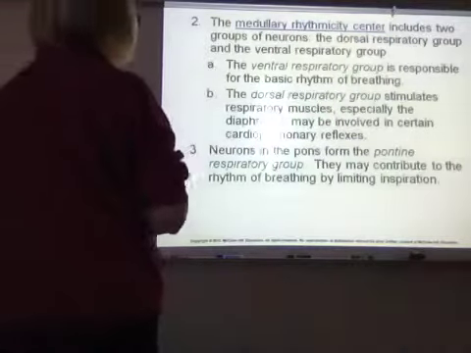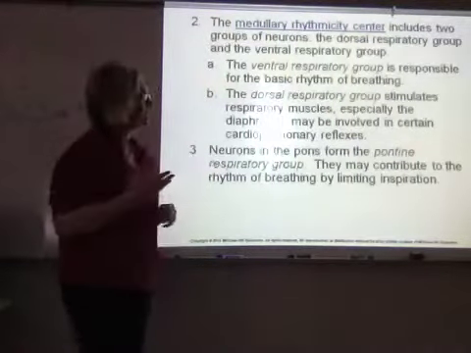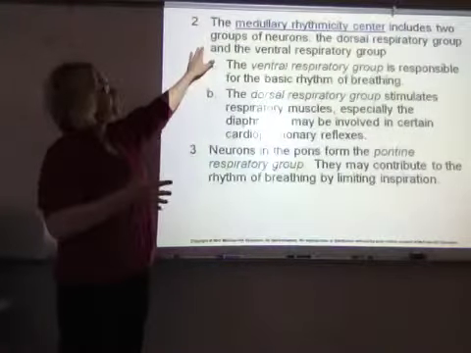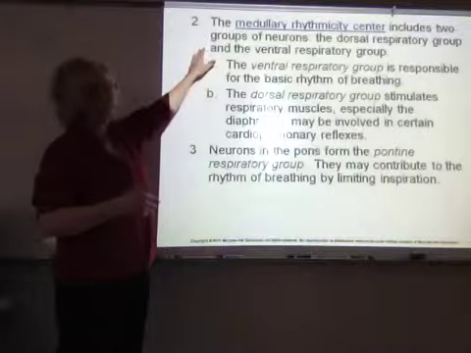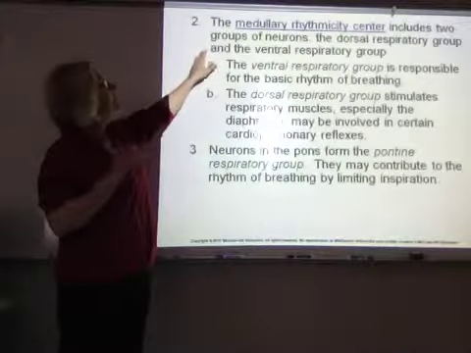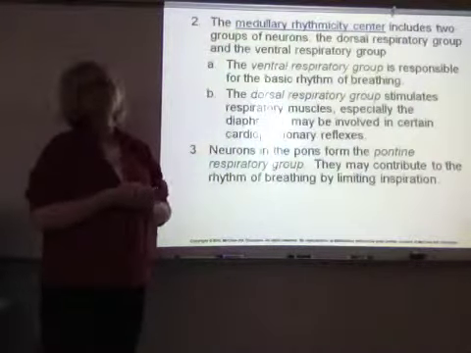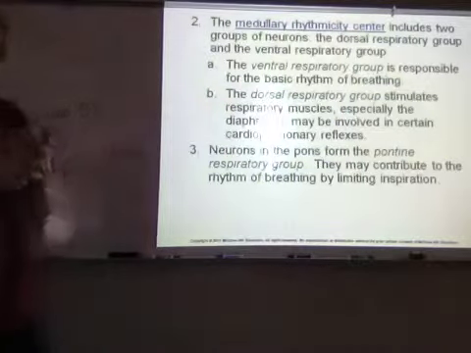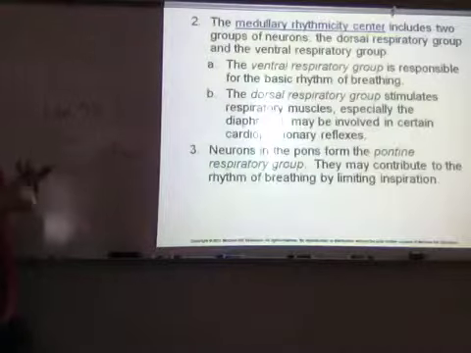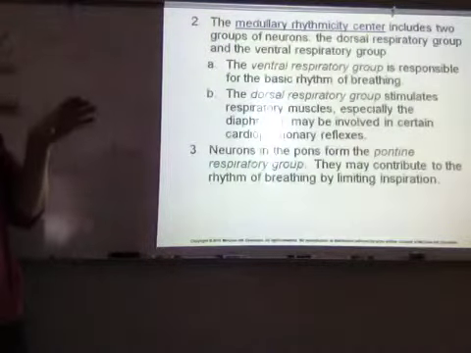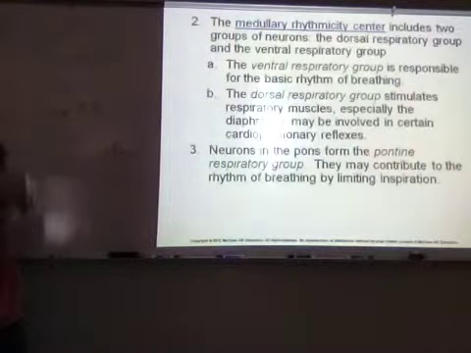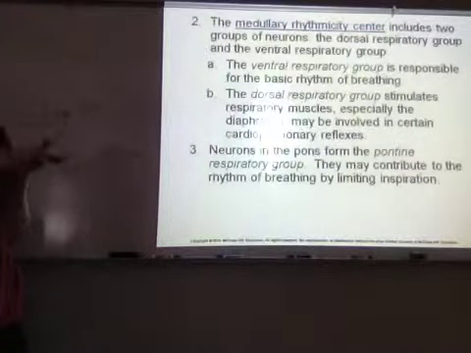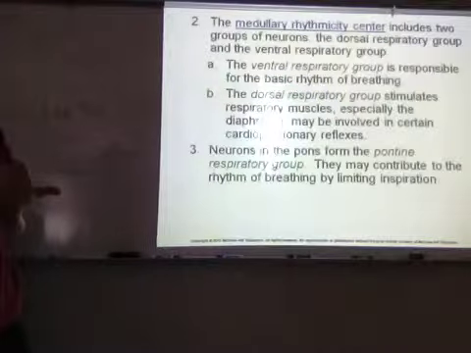The medulla, or medulla oblongata, is part of that brain stem. The medullary rhythmicity center, and I struggle with that word, includes two groups of neurons. There's the dorsal respiratory group and the ventral respiratory group. So basically it's split into a front and a back. The ventral respiratory group is responsible for rhythm, the basic rhythm of your breathing.